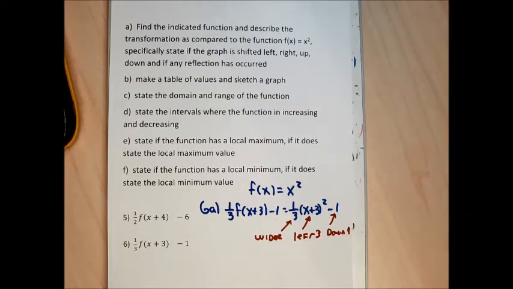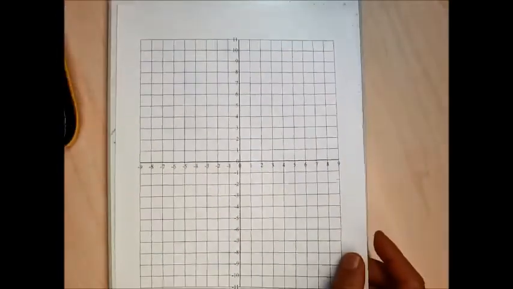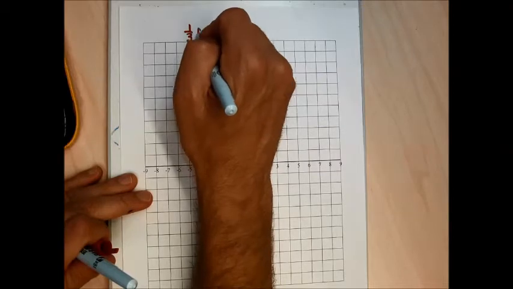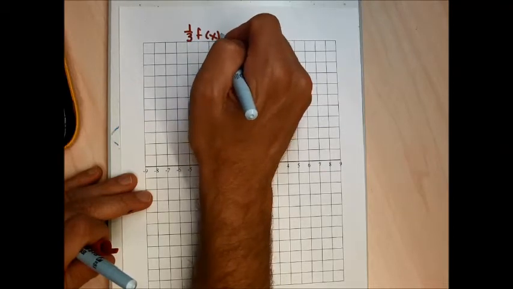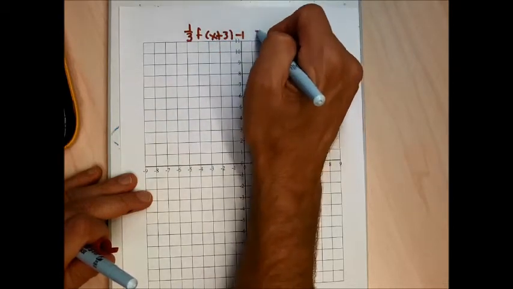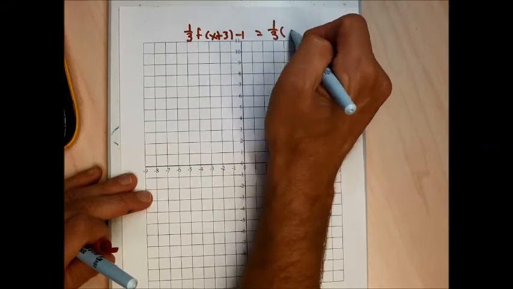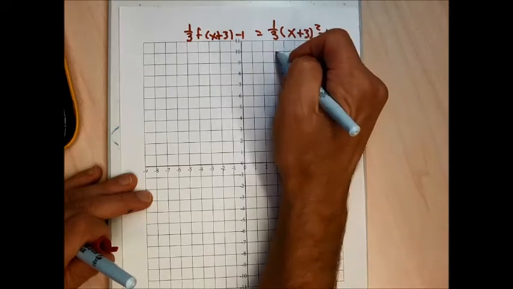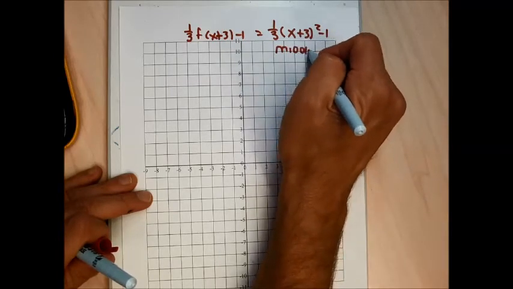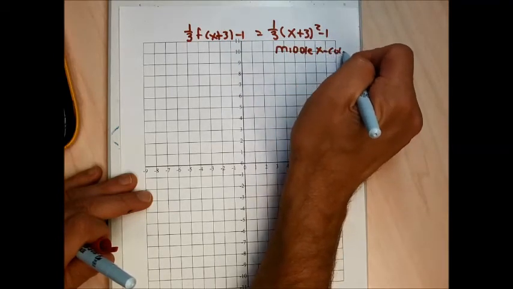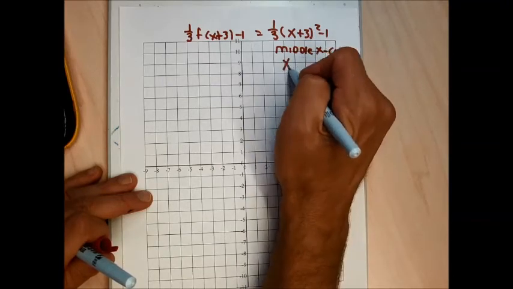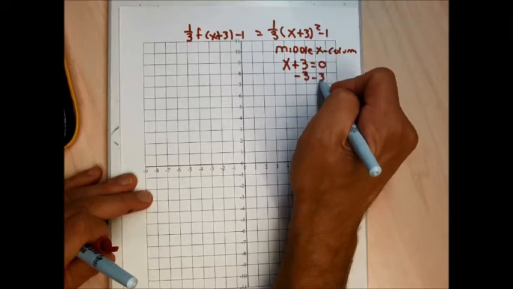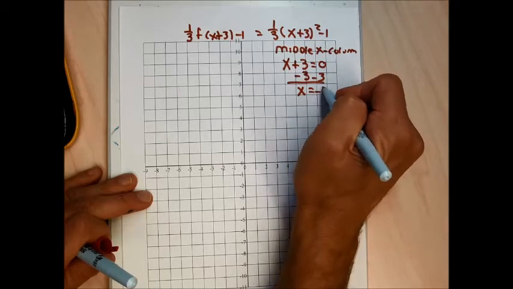When I go to do this, the function that I'm graphing is 1/3 f of x plus 3 minus 1, which is 1/3 (x plus 3) squared minus 1. In the middle of my x column of my table, I'm going to put the number -3, because if you take the inside of the parentheses and set it equal to 0, you get x equal to -3.